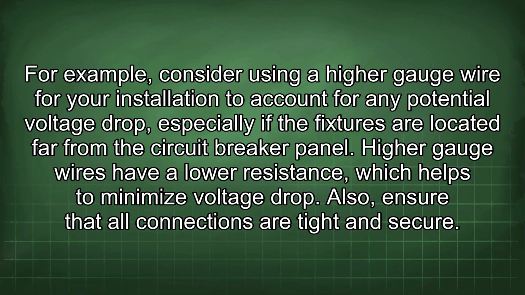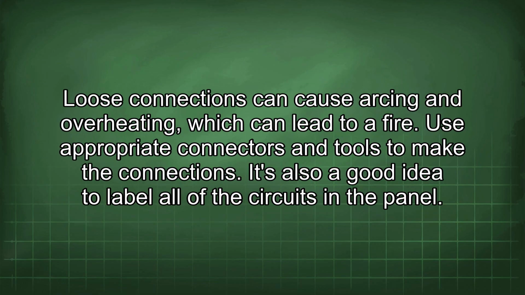For example, consider using a higher gauge wire for your installation to account for any potential voltage drop, especially if the fixtures are located far from the circuit breaker panel. Higher gauge wires have a lower resistance, which helps to minimize voltage drop. Also, ensure that all connections are tight and secure. Loose connections can cause arcing and overheating, which can lead to a fire. Use appropriate connectors and tools to make the connections.